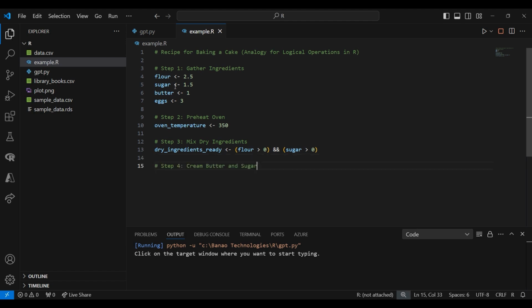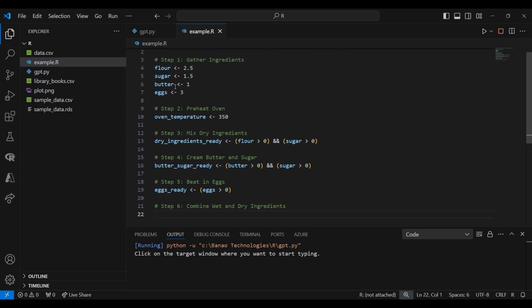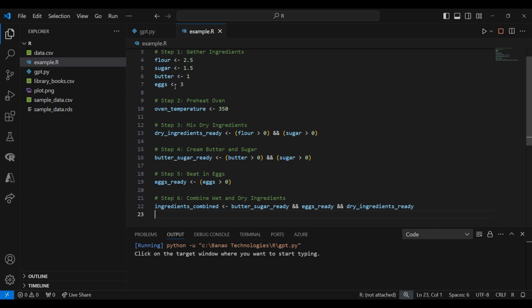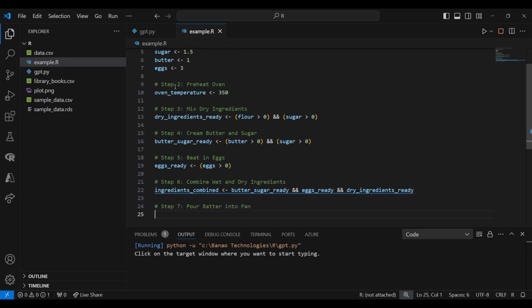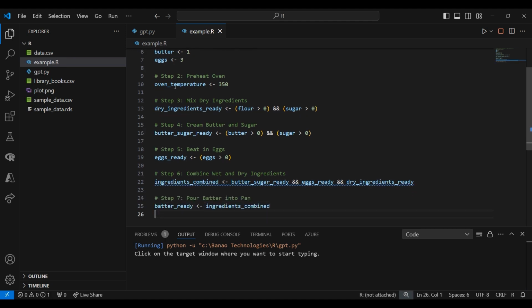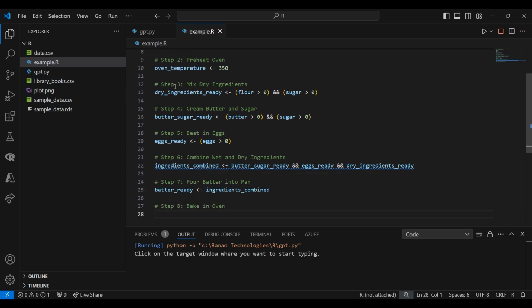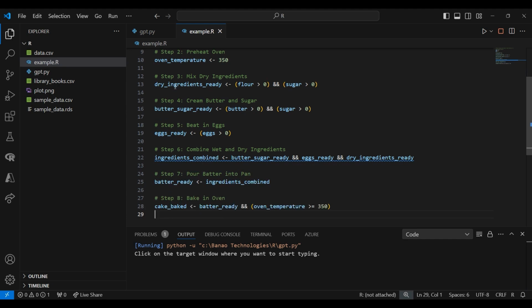4. Cream butter and sugar. The condition butter sugar ready verifies the availability of both butter and sugar. 5. Beat in eggs. The condition eggs ready ensures there are enough eggs for the recipe. 6. Combine wet and dry ingredients. The ingredients combined condition confirms that all required ingredients are available to proceed. 7. Pour batter into pan. The batter ready condition signifies the readiness of the batter for baking. 8. Bake in oven. The cake baked condition guarantees that all prerequisites are met, including the oven being at the right temperature to proceed with baking.